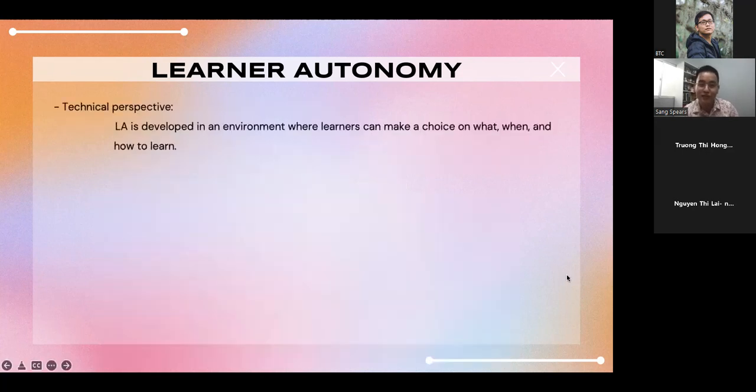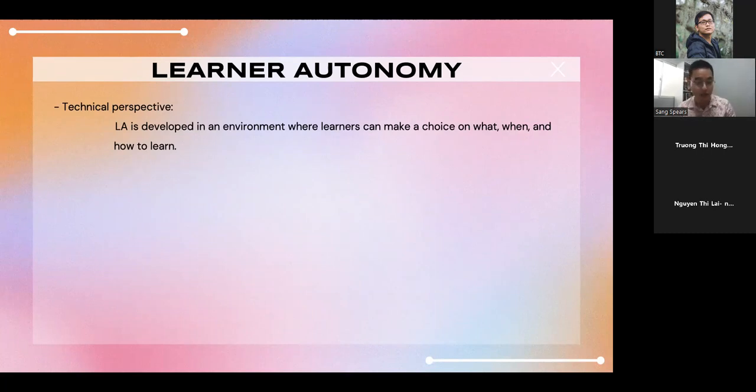Next, let's move on to the second perspective. So besides the psychological perspective, we have already known that autonomy is driven by psychological factors like motivation, like the reflection in our own learning, the awareness, the belief in our learning. So the second part would be the technical perspective. So the technical perspective centers around the development of learner autonomy in an environment where they can make a choice on what they can learn, when they can learn, and how they will learn.